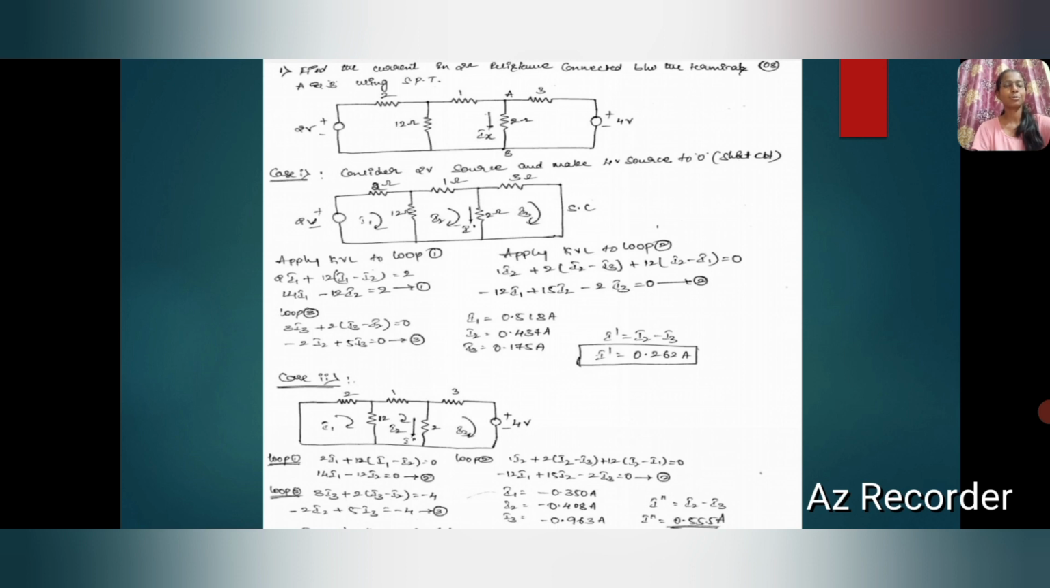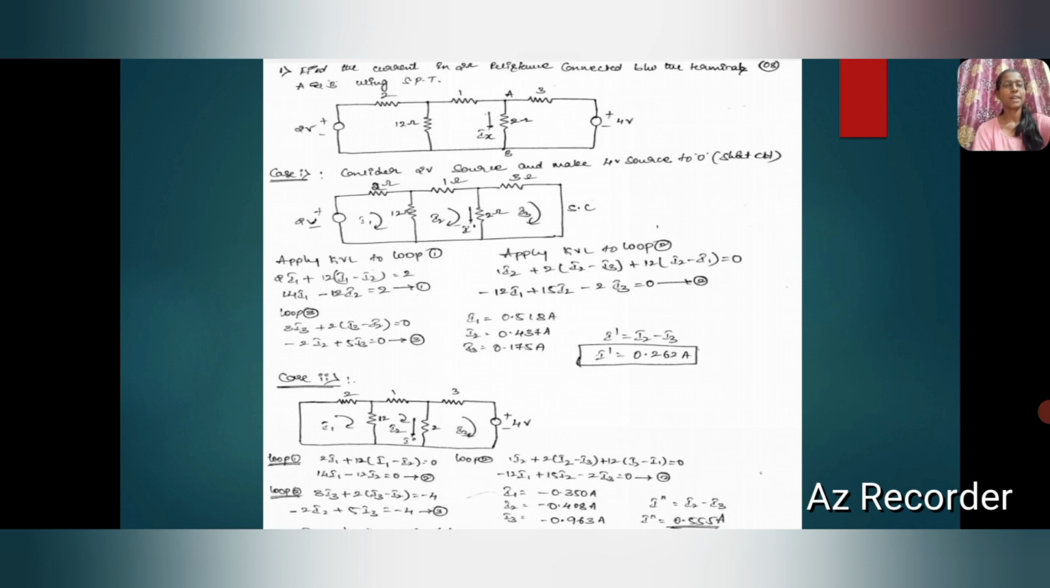Applying KVL to loop 2, we get I2 plus 2 into I2 minus I3 plus 12 into I2 minus I1 is equal to 0. By simplifying, we get minus 12I1 plus 15I2 minus 2I3 is equal to 0. This is equation number 2. Applying KVL to loop 3, we get 3I3 plus 2 into I3 minus I2 is equal to minus 4, so we get minus 2I2 plus 5I3 is equal to minus 4. This is equation number 3.